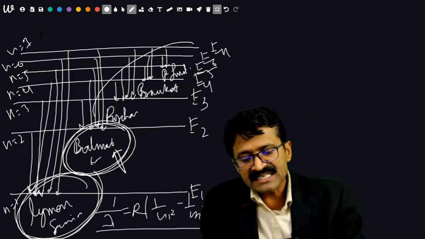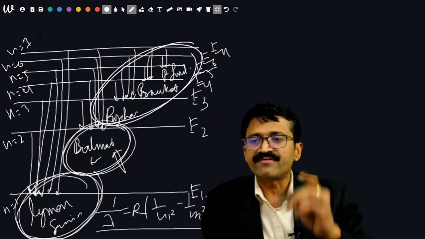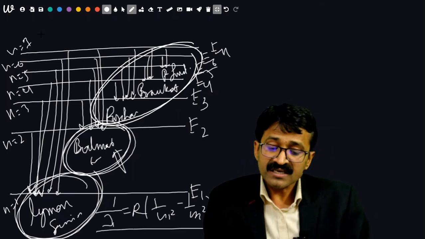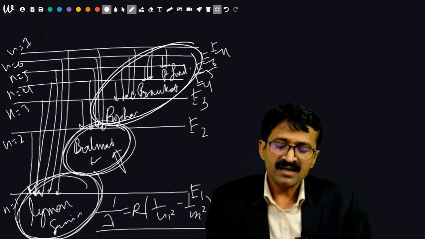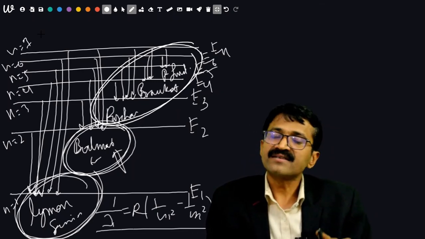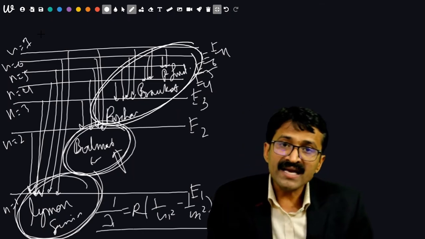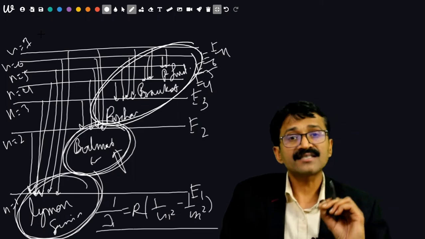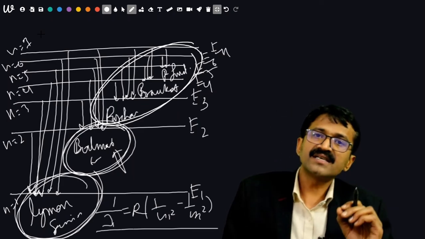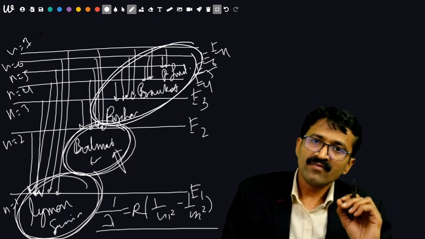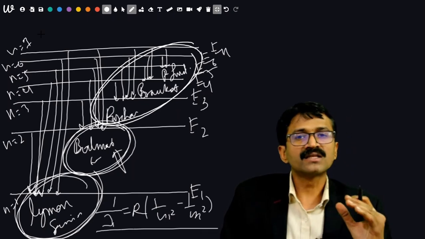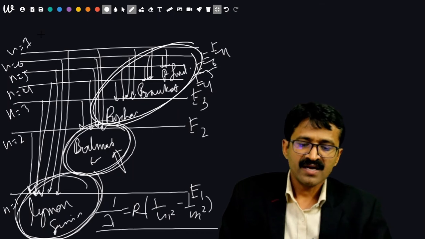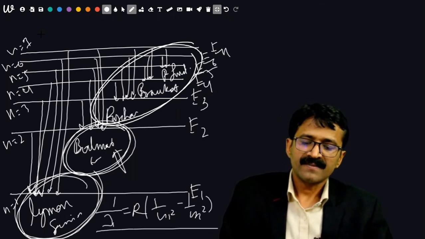Now what about these three? These all three will exist in the infrared region. So the question can be on the basis of Lyman, Balmer or Paschen, Brackett, etc. The Balmer series always exists in the visible region. The Lyman series always exists in the ultraviolet region. The Balmer series always exists in the visible region, and the remaining three will exist in the infrared region. This is all about the series.